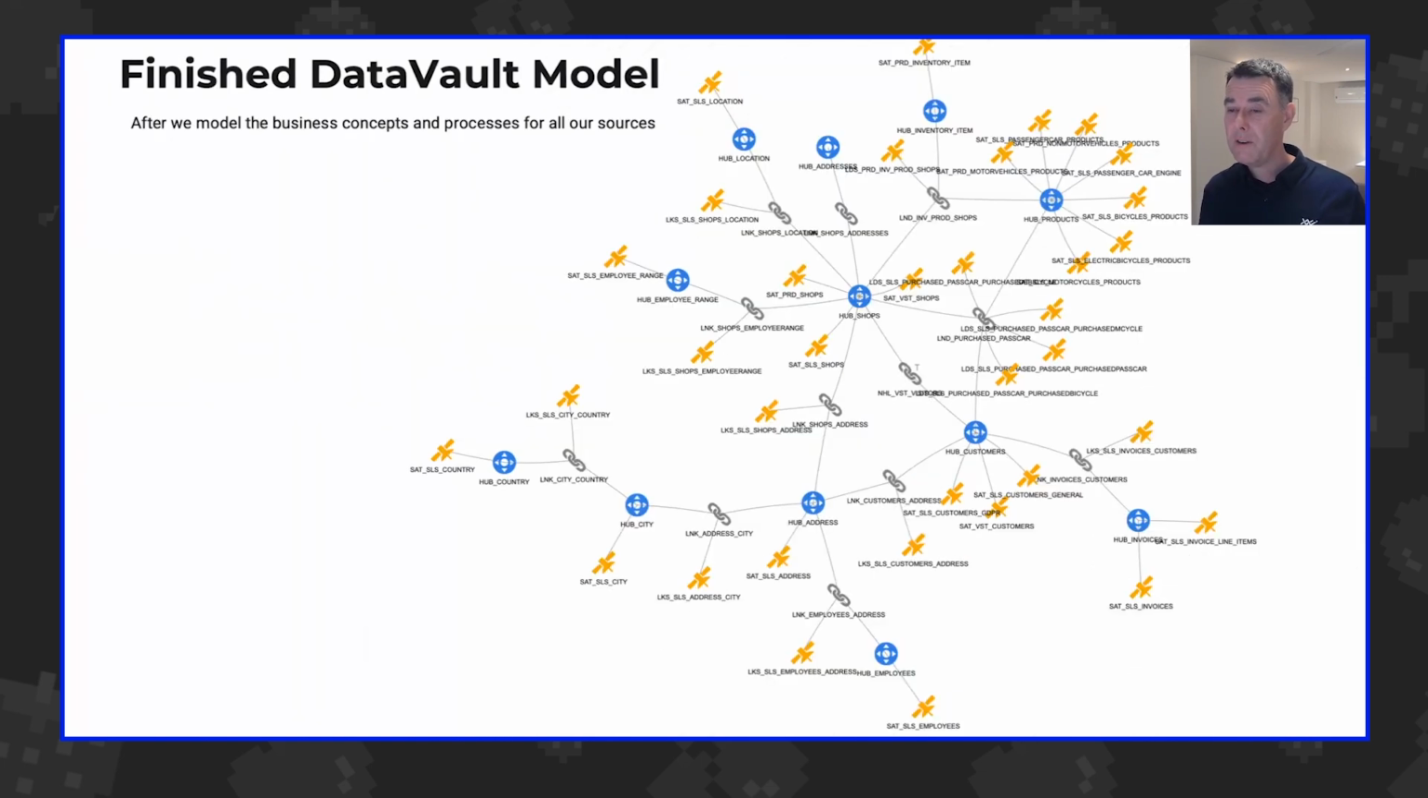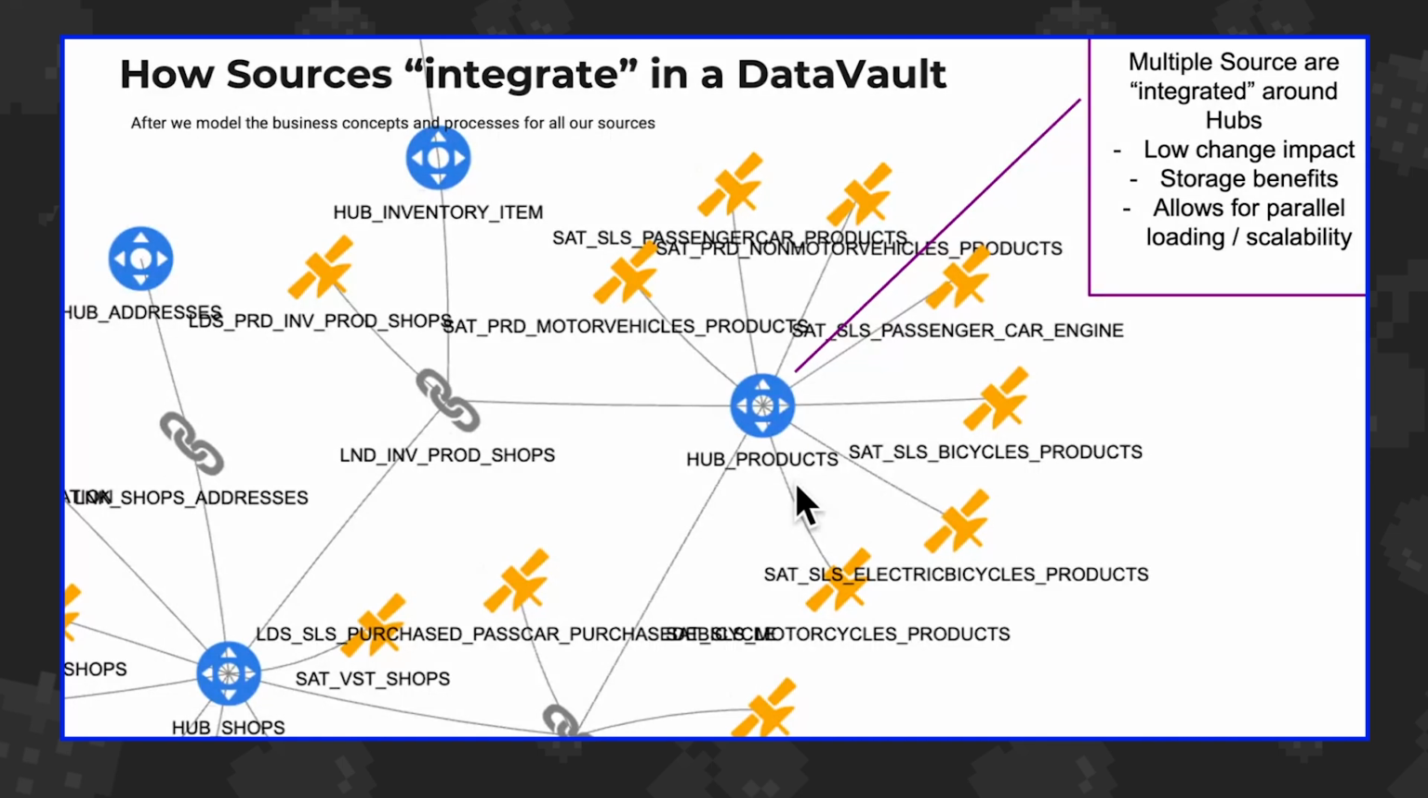Once we're done modeling our business concepts and processes, we'll end up with a finished Data Vault model that looks something like this. What I want to show you now is the product hub here. Let's zoom in and have a look at that. If we look at our product hub, you can see we have a satellite for each of the tables in our source systems that relate to products. This is what we call source integration in Data Vault.